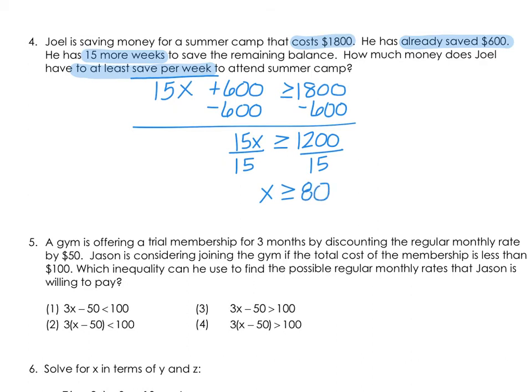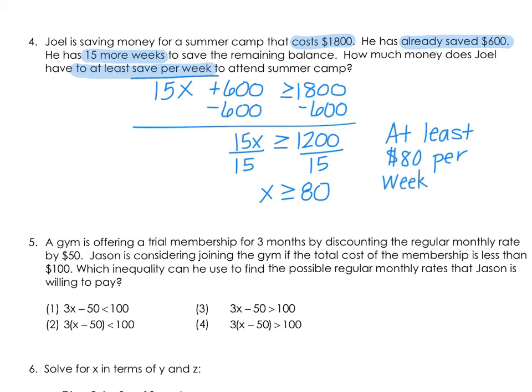So how much money does he need to save at least per week to attend the summer camp? He has to have at least $80 every week, per week. Could be more than that, but it has to be at least $80 per week. Okay, on to the next question. So hopefully you have that label on there also.